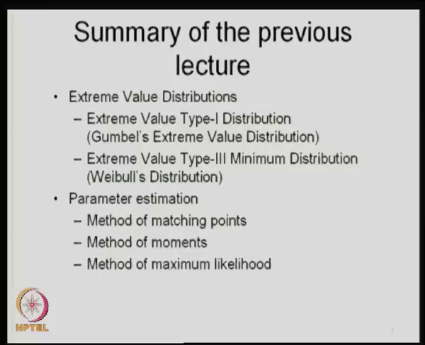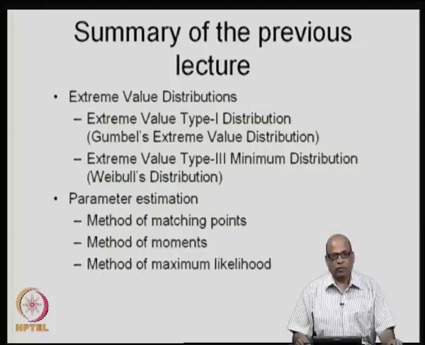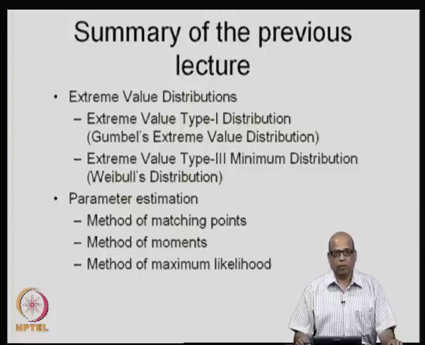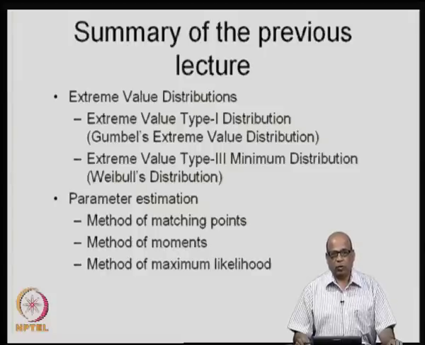If you recall, in the last lecture, we discussed the extreme value distributions, specifically the extreme value type 1 distribution, which is also called the Gumbel's extreme value distribution. This is generally used for the maximum values. For example, we may be interested in the peak flows, maximum rainfall, etc. Then we also covered the extreme value type 3 distribution for minimum values. This is also called the Weibull distribution. Recall that we use the Weibull distribution specifically for low flows, minimum rainfall, minimum water quality and so on.